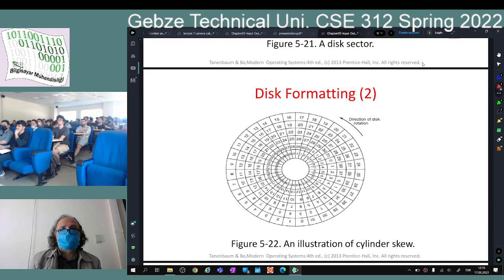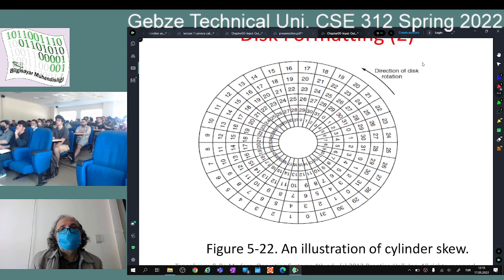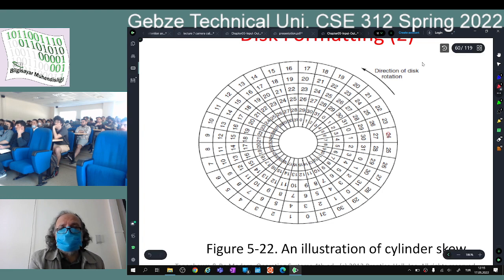Another issue with disk formatting is, again, these mechanical problems. This disk rotates very, very fast, maybe 10,000 times per minute. So it is spinning very, very fast compared to our read-write head movement. This is our read-write head, and it is moving over this part, reading. To move this head from this location to this location is the seek time.